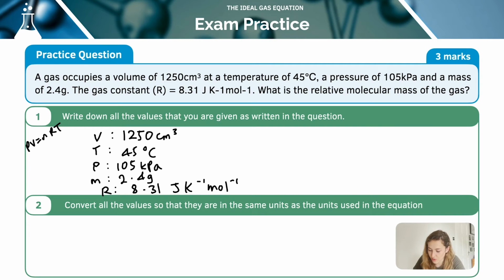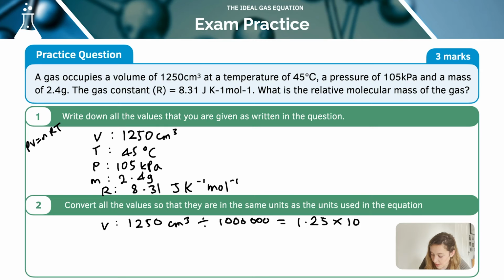If it's not given to you, use the value in the data sheet, but if it is given, use the value in the question. Now I'm going to convert my values. So volume: I need to convert 1,250 into meters cubed. So I'm going to divide it by 1,000,000, or 10 to the 6. And that's going to give me 1.25 times 10 to the minus 3.